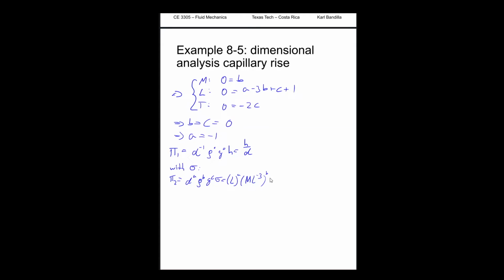And then to the b power, of course. And then g was just length per time to the minus 2, c, and then sigma is mass t to the minus 2. So that means we get m is b plus 1 right back here. Then L, we get a minus 3b plus c, and t is minus 2c minus 2.